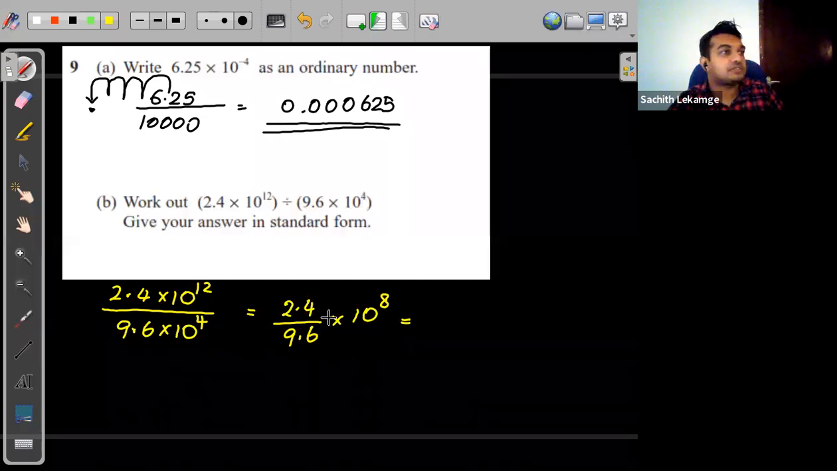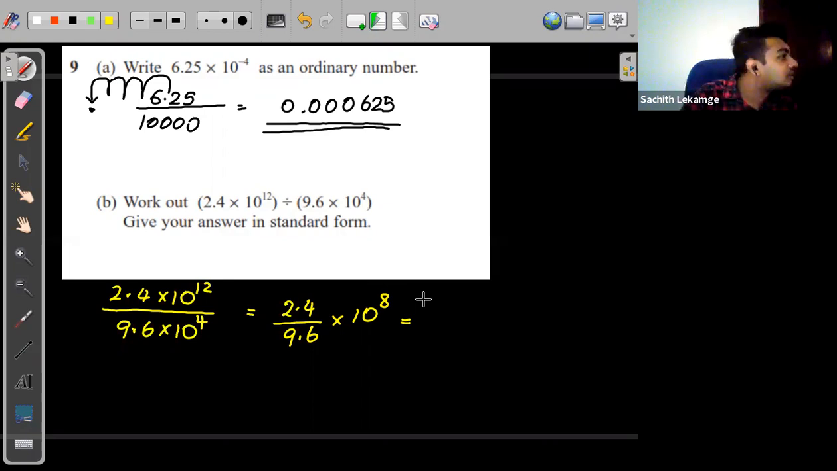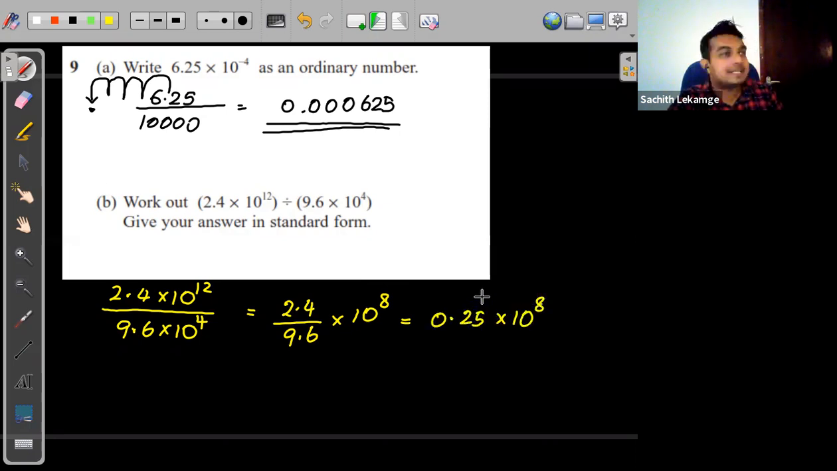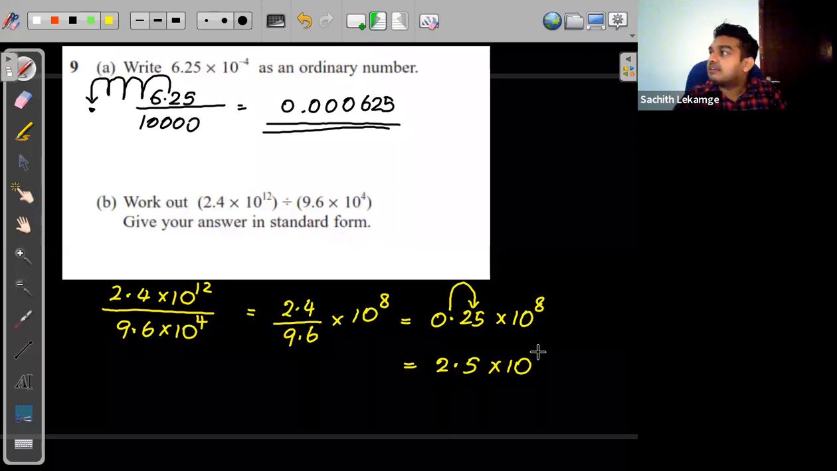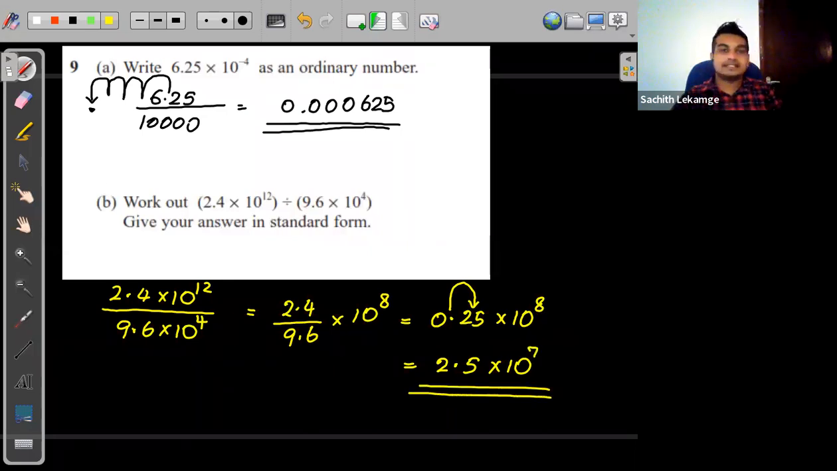2.4 over 9.6 is 0.25, so 0.25 × 10^8. Is this the answer, Naditya? No. This decimal point should be brought over here. Then 2.5 × 10^9 or 7? 7. Why? When you move the decimal point to the right, you need to reduce the power. That is an easy question.